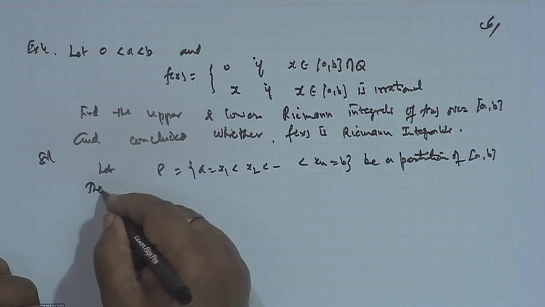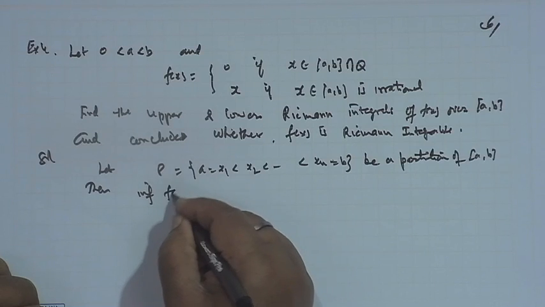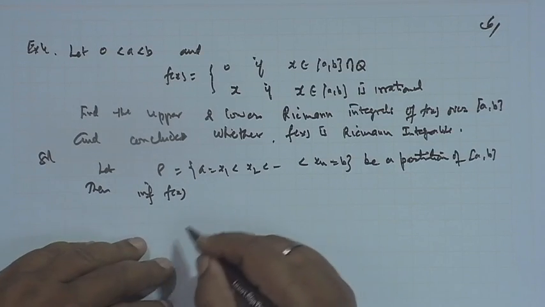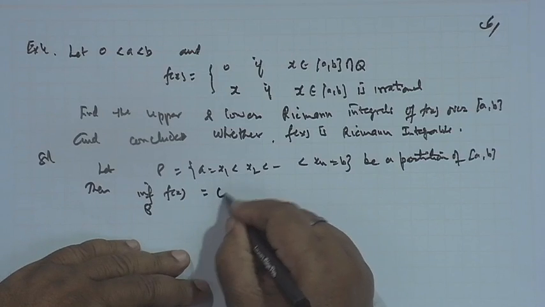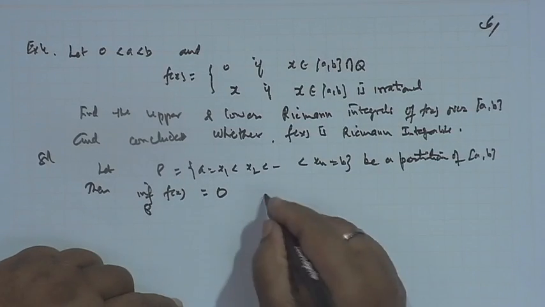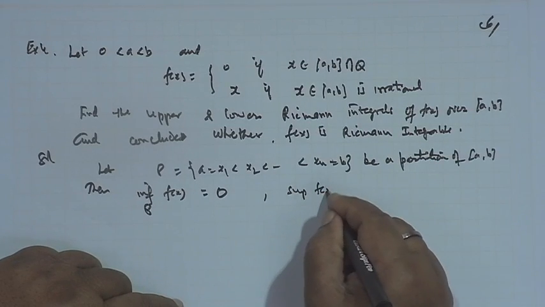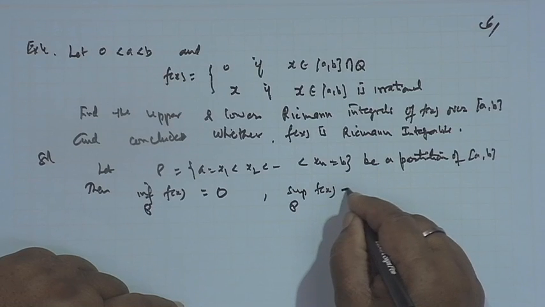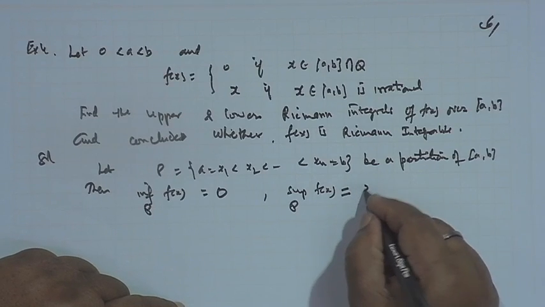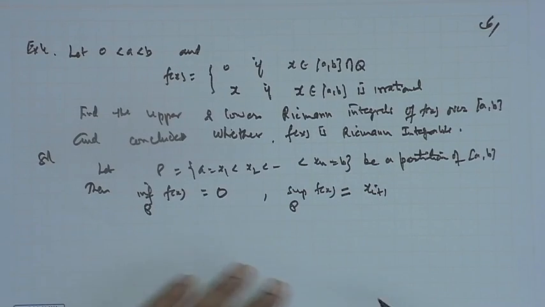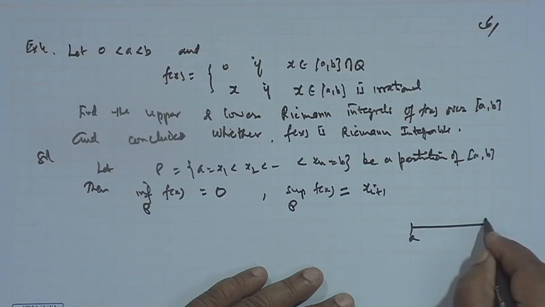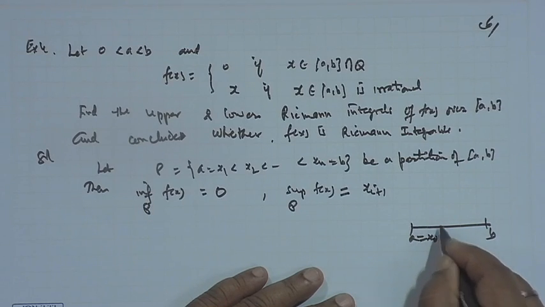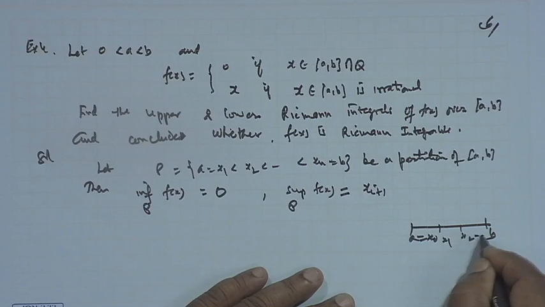Then the infimum value will be the infimum of f(x) over this partition P. If I take the infimum over P, then this is 0 because of the one point, and the supremum over the partition P will come out to be what? x_{i+1}. Why is it so? Because this is our interval [a, b], when we are taking the partition of this thing and so on.